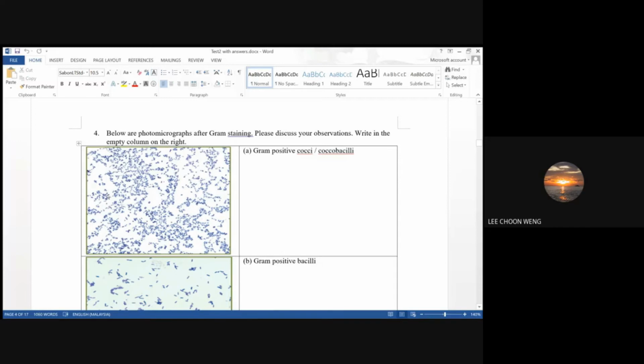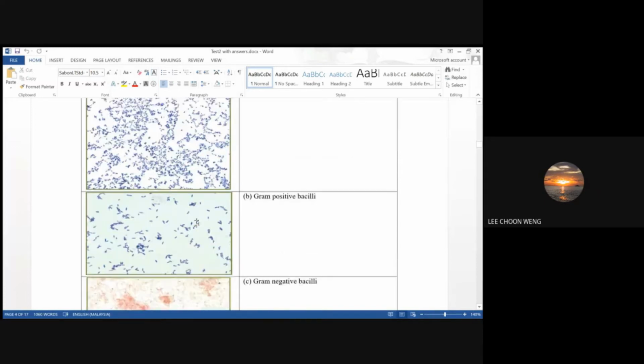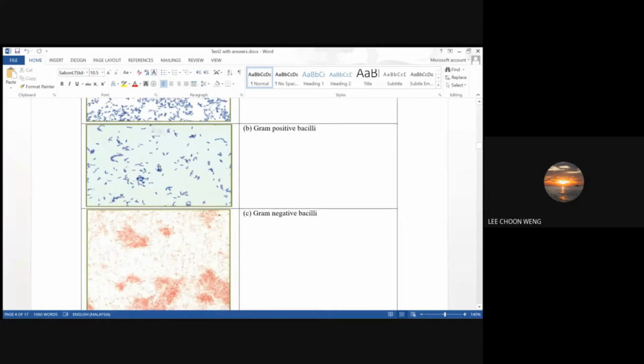Okay, so here you can see it's gram positive. I wrote here it is either cocci or coccobacilli, because sometimes in real life situations it's hard to differentiate between cocci and coccobacilli. Okay, so this is a gram-positive cocci.